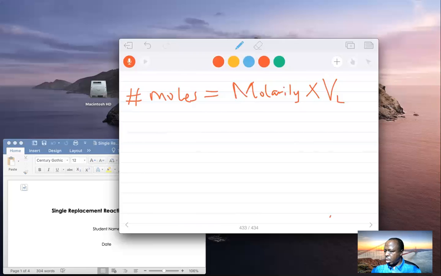Recall, 1 liter equals 1,000 mL. That's what you will need to convert your volume. Always work with volume in liters.